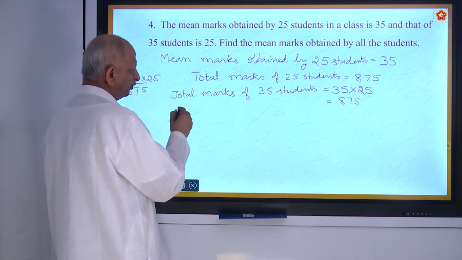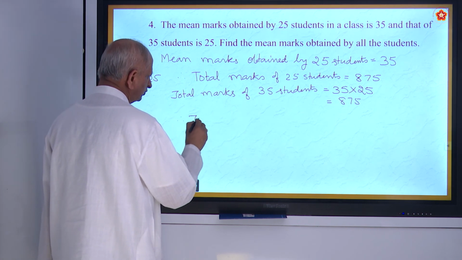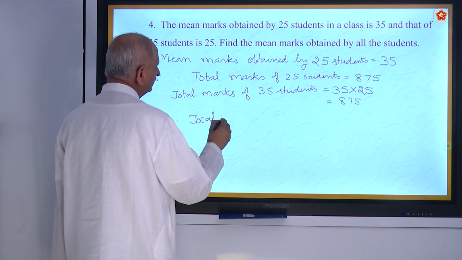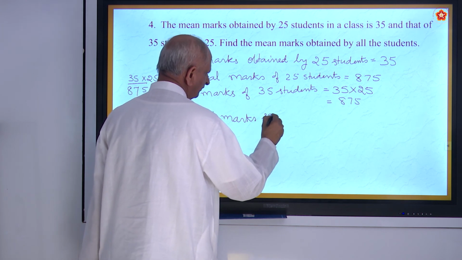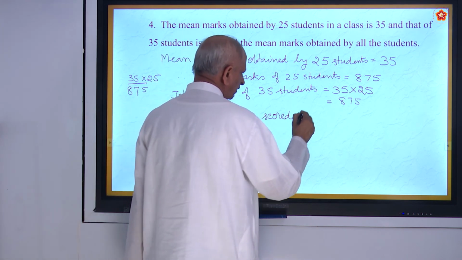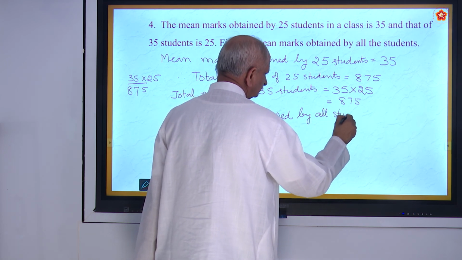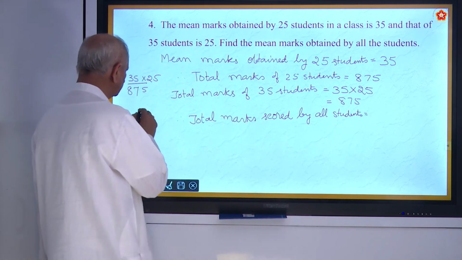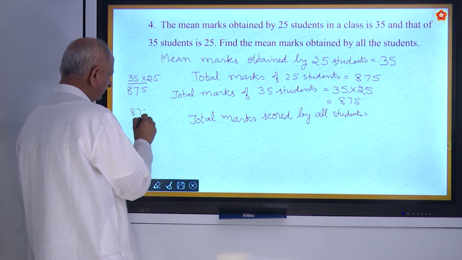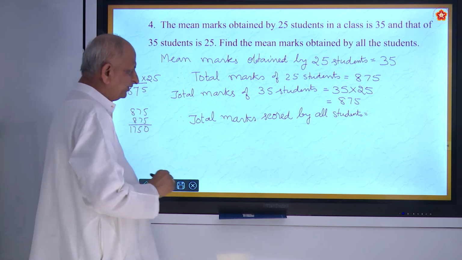So the total marks of the whole school. Therefore, total marks scored by all students. How to do it? Add the two. 875 plus 875 is 1750.